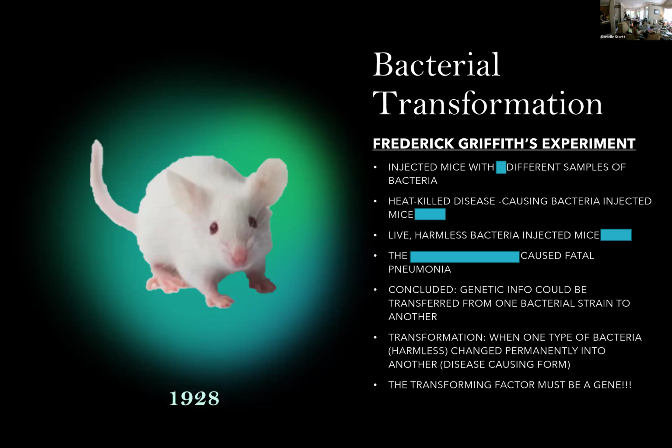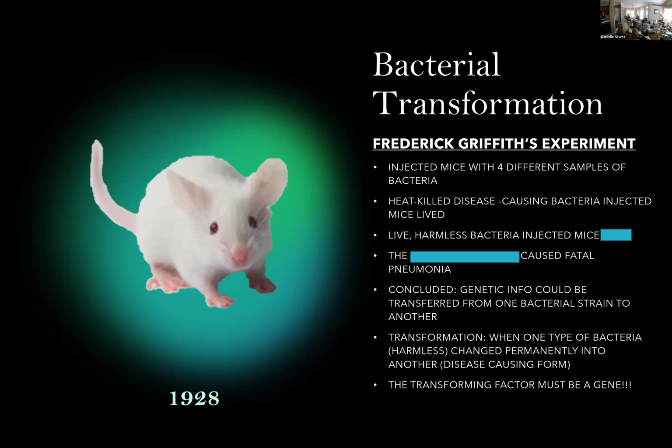So he injected mice with how many samples of bacteria? Do we know, Colin? 4, but good, close guess. 4 samples of bacteria. He had heat-killed disease-causing bacteria, which means you heat it just enough so that you keep its structure, but it's no longer going to infect you. And he injected mice. Yes, what have you got for me, Xander? Yes, they lived. Very good. The heat-killed bacteria, when injected into mice, the mice lived.